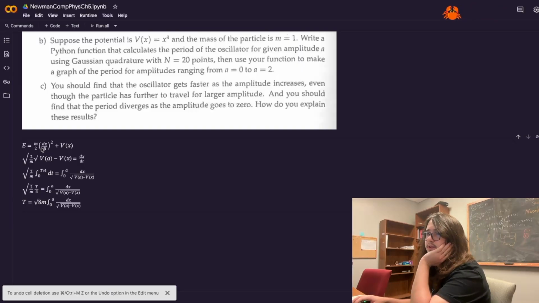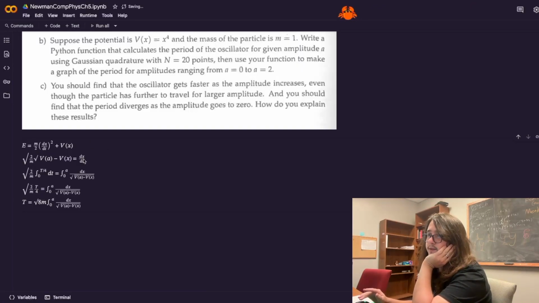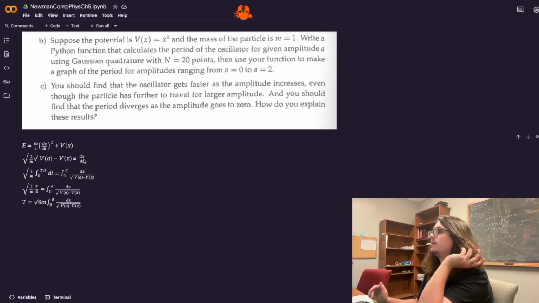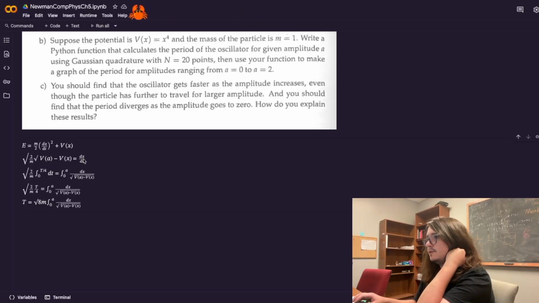So you start with the equation. You substitute E for V(A) because conservation of energy says that the energy is going to be the same as the potential at the amplitude. So you do that, and then you rearrange stuff and take a square root on both sides to get this expression for dx/dt.